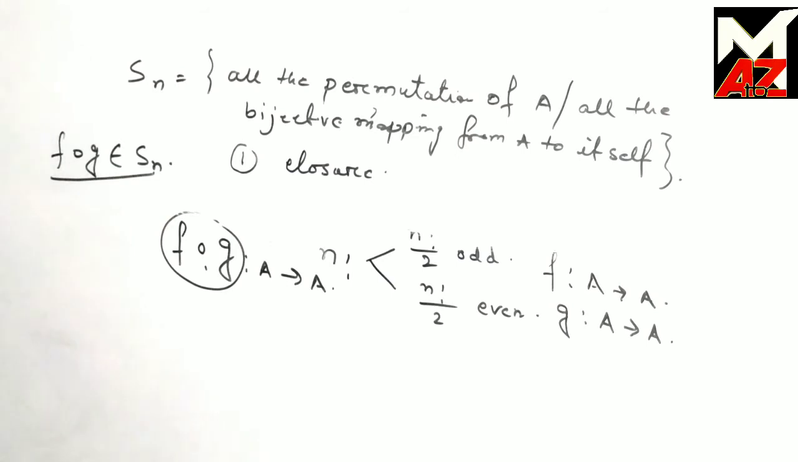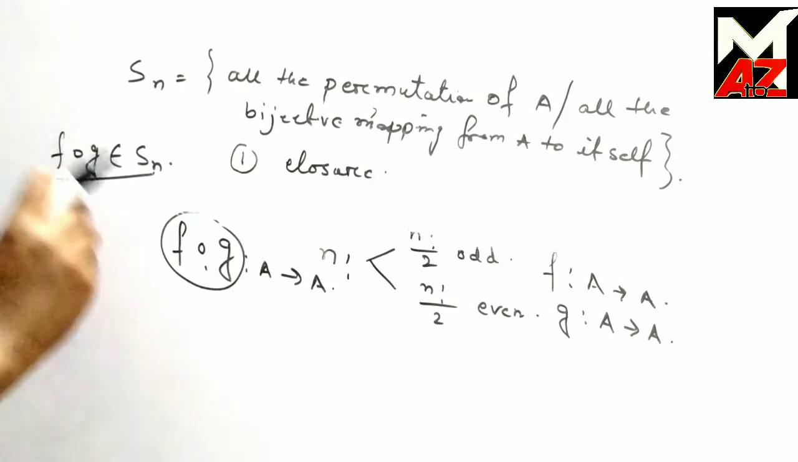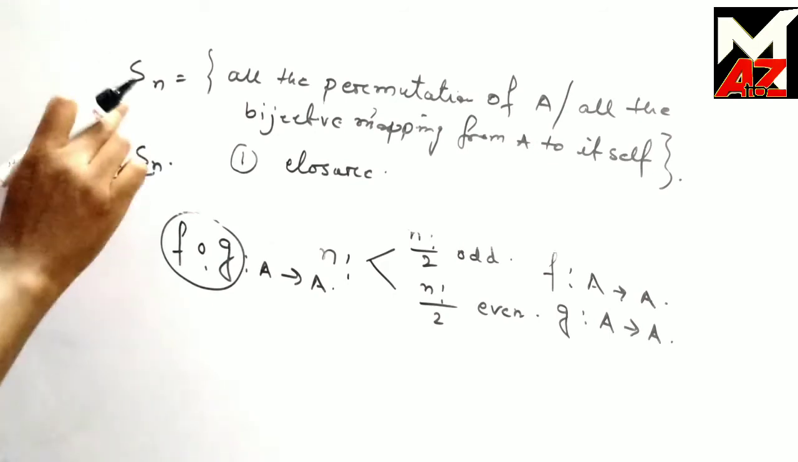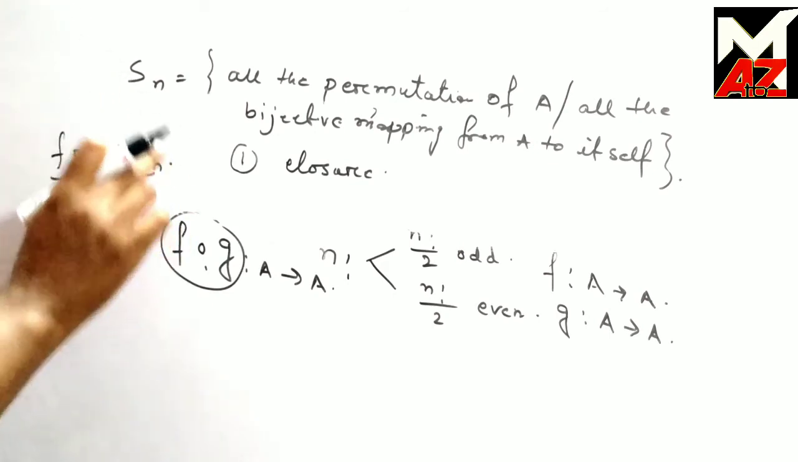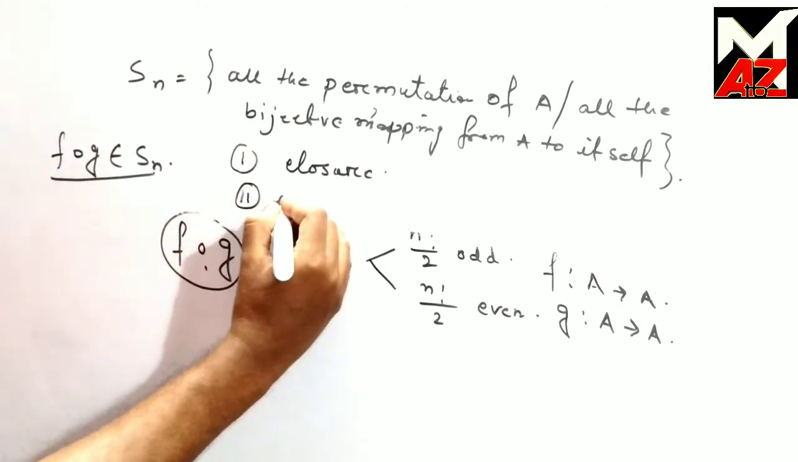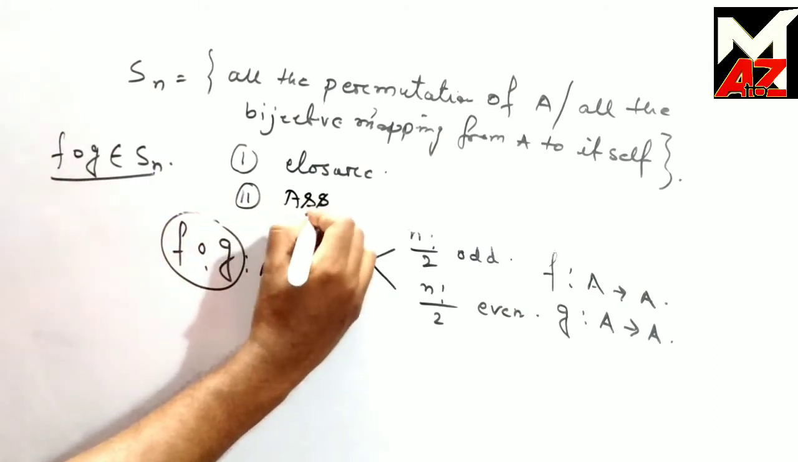We know that the composition of mappings, that is the multiplication of permutations, is always associative. So the associative property holds in Sn. So the second property, associative, also holds.